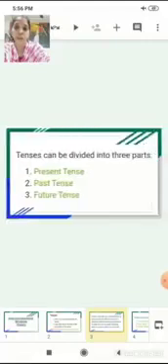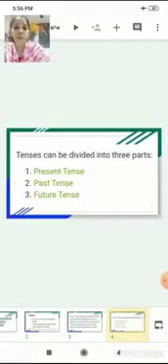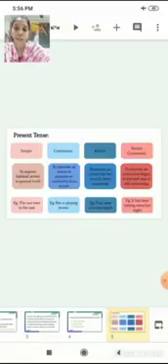Alright, so tenses can be divided into three parts. There are three types of tenses which are further divided into four kinds each. So let us learn each of them. Present tense. As I mentioned earlier, each of these tenses are further divided into four kinds each: simple present tense, present continuous tense, present perfect tense, and present perfect continuous.